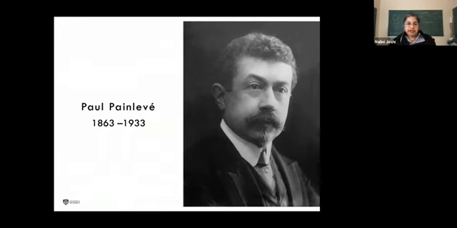Now, many of you already know about his life, know that he was not only a mathematician, but also very prominent in the French political sphere. He was a minister of war during the First World War. He was also prime minister briefly twice, and so on. This picture of him is from around 1902, when he was writing major papers on the subject.